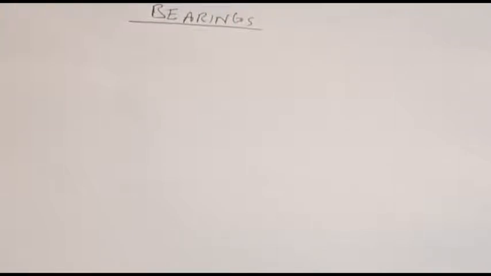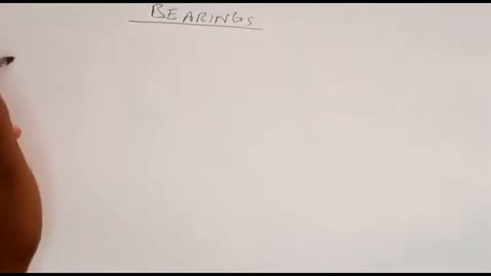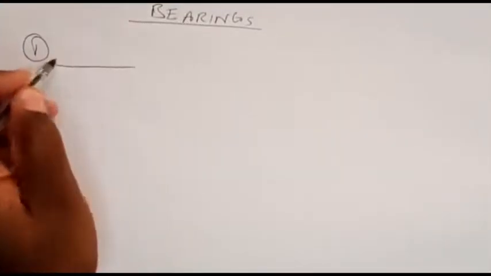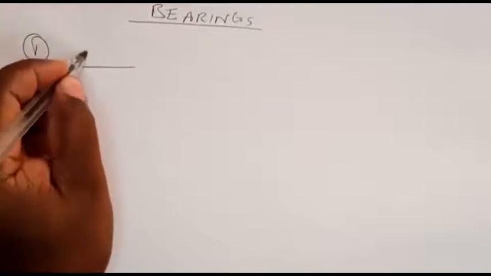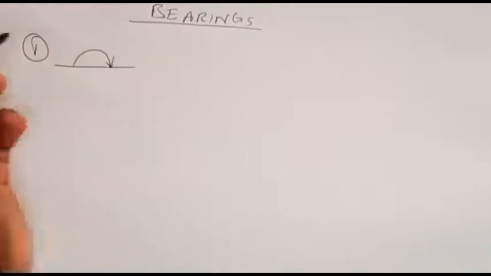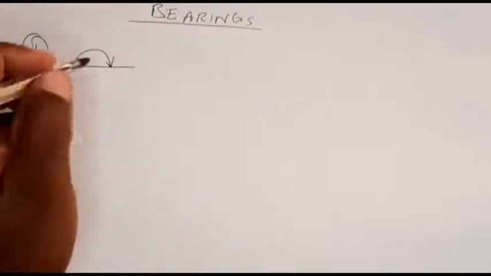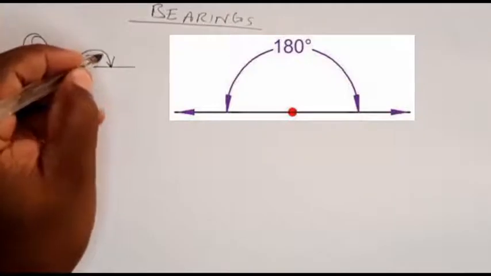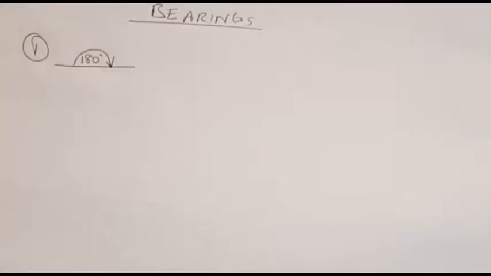The first concept is that the angle found on a straight line, if this is an angle found on a straight line, the value of this angle is 180 degrees. This is very important.